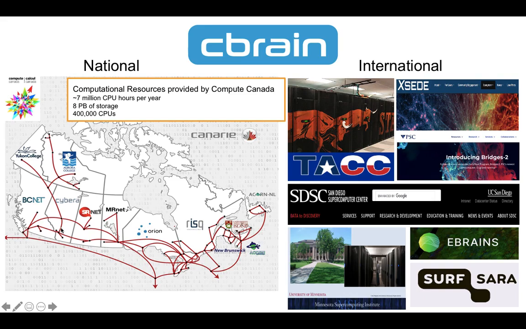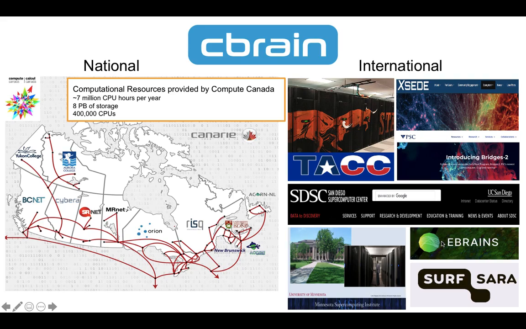The CBRAIN network was originally set up in Canada to bind together the high-performance computing platforms in the country. And at this point, it's about 400,000 CPUs across the country, which by Canadian standards is quite large. By US standards, it's not so large. And we have nodes to a number of US high-performance computing sites like the Texas Advanced Computing Center, the Pittsburgh Supercomputing Center, the San Diego Supercomputing Center, and now the Minnesota Supercomputing Center. These are all accessible through the CBRAIN portal for scientists working in the US context.